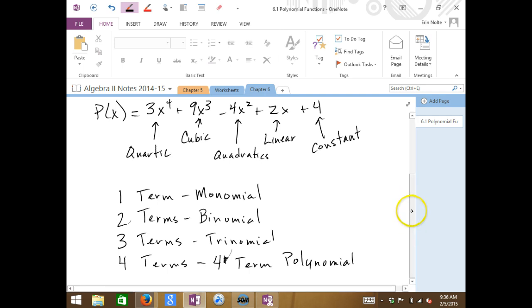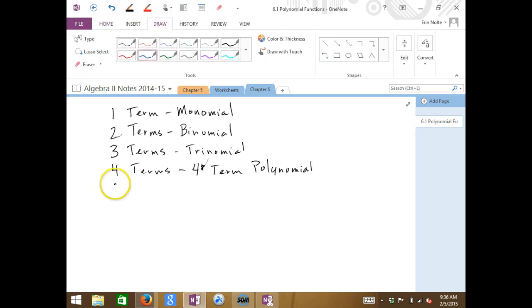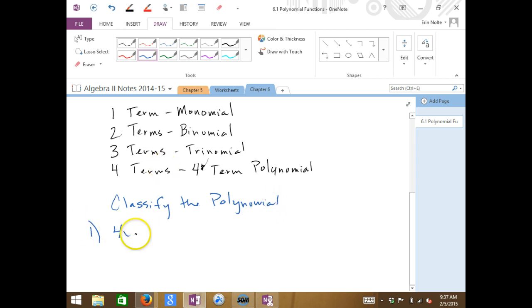So this is exactly what you're going to be doing first. You are going to start by classifying the polynomials. So for example, let's say you had 4x minus 6x plus 5. Before you can classify it, you have to simplify it, and then put it into its standard form. Which means you have to put it in order from the biggest exponent all the way back to the constant. So can I simplify this at all?